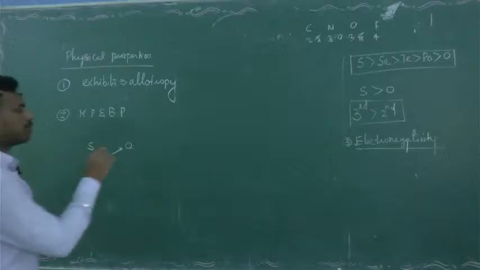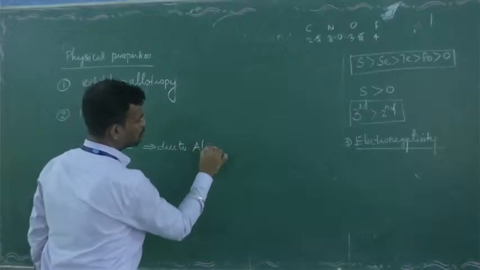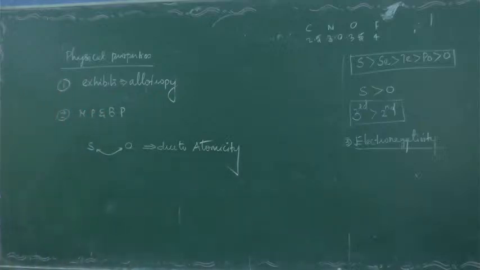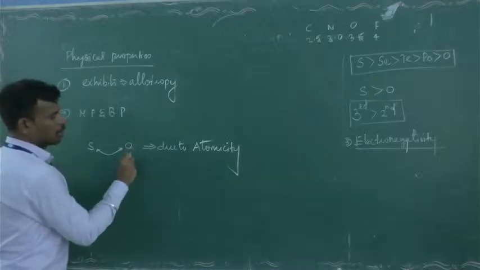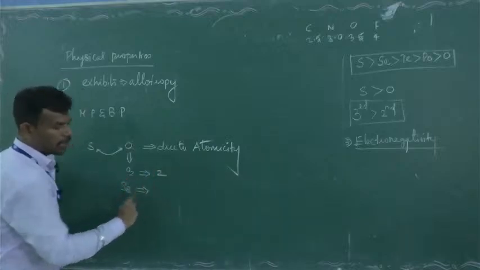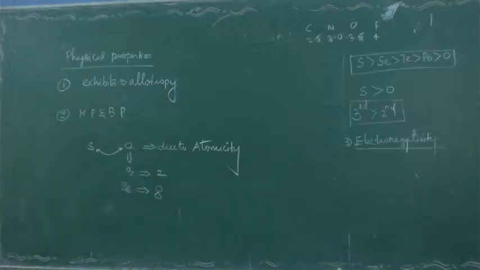This is due to atomicity. Oxygen exists as O2, so its atomicity is 2. Sulfur exists in polymeric, polyatomic form, so its atomicity is 8. So the number of atoms increases, and the melting and boiling point increase. Large difference in atomicity.